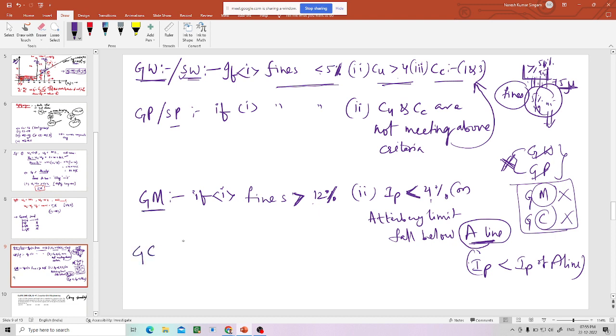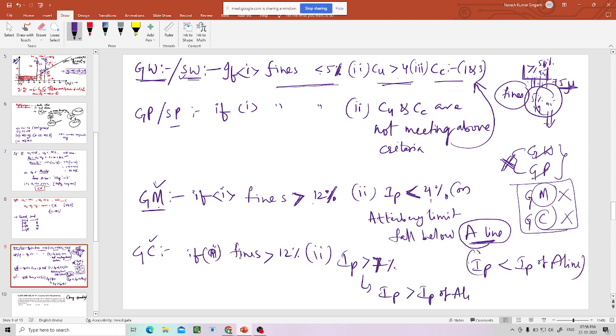And another one is what? GC. In GC, what you have to do, again it is fine only. Again, fine percent should be, we are talking about still finer sample, silty gravel or clay gravel. That is the reason why fine should be again greater than 12%. But what about the second condition? The second condition is IP should be greater than 7, or our real IP should be greater than IP of A line.